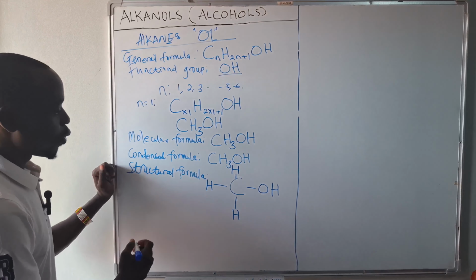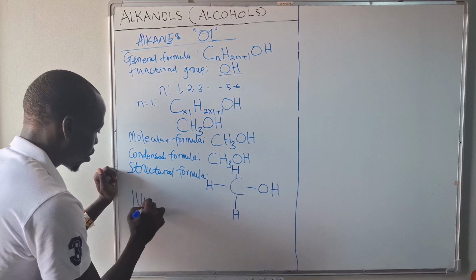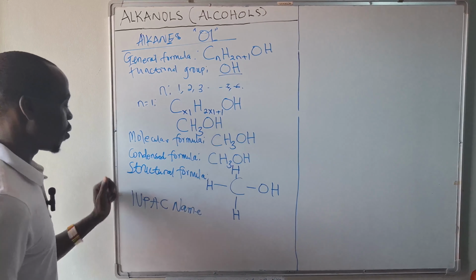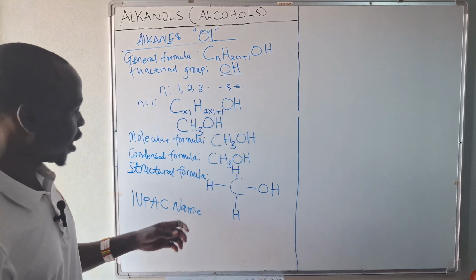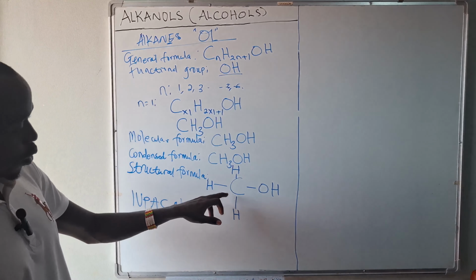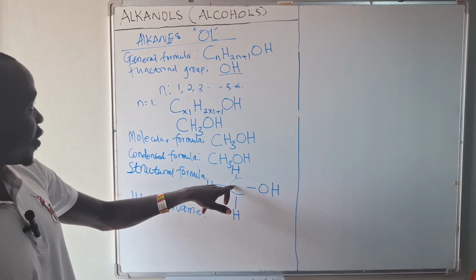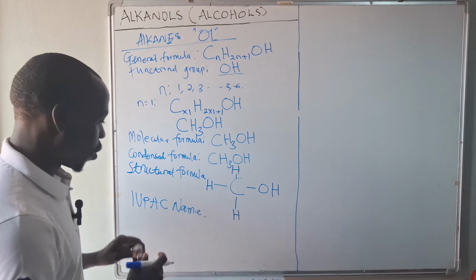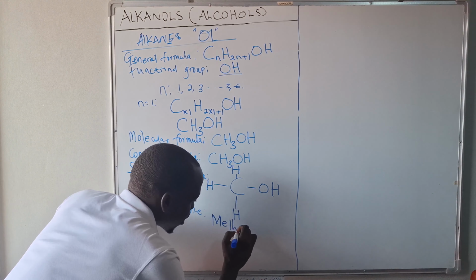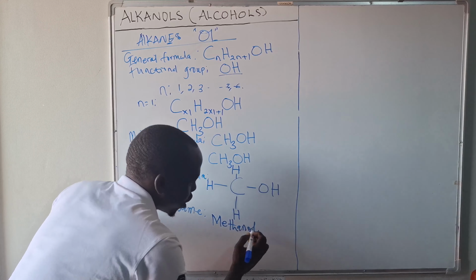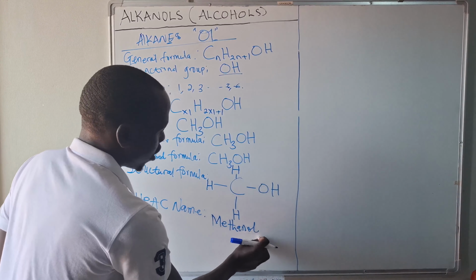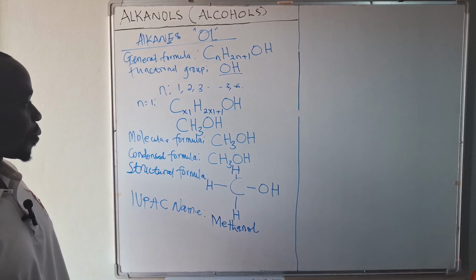Now, how can we come up with the IUPAC name, International Union of Pure and Applied Chemistry? This is the system we are following. Since we have the carbon to be 1, as we did in alkanes, also in alkenes and alkynes, we shall have a name in this way, methanol. So you add this to show that you are dealing with an alcohol. So this is the name.